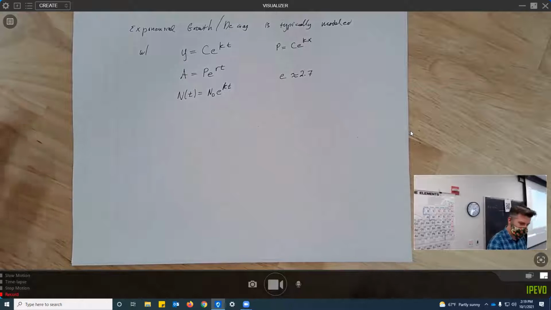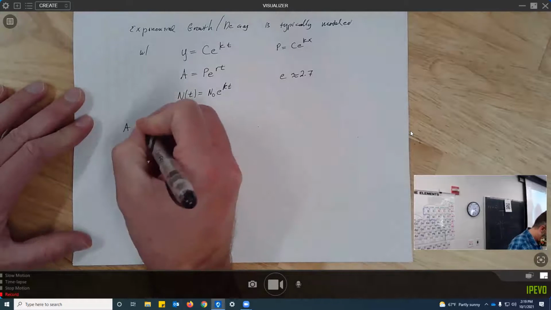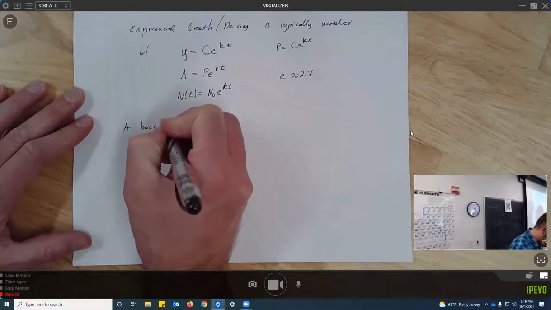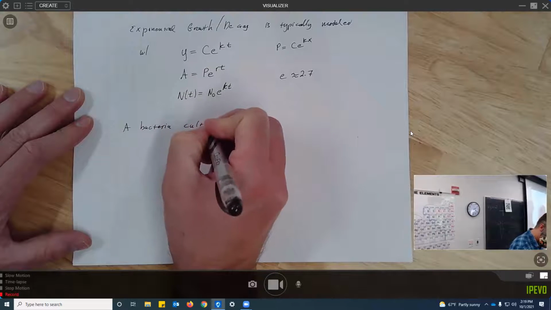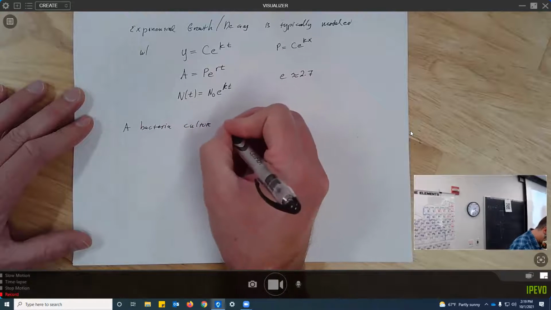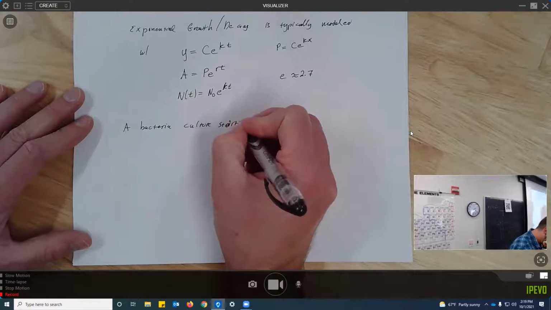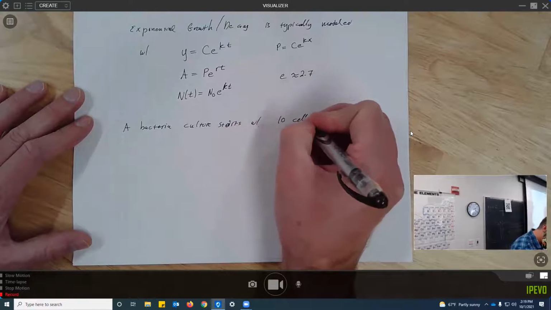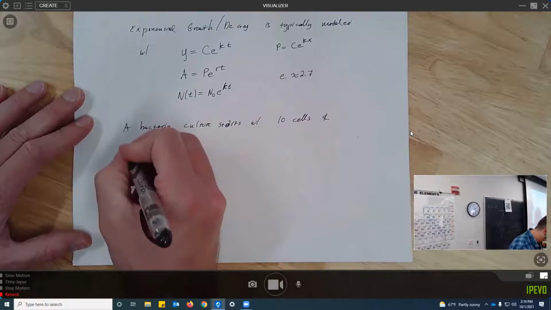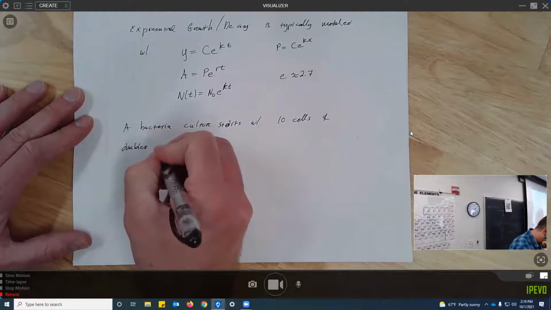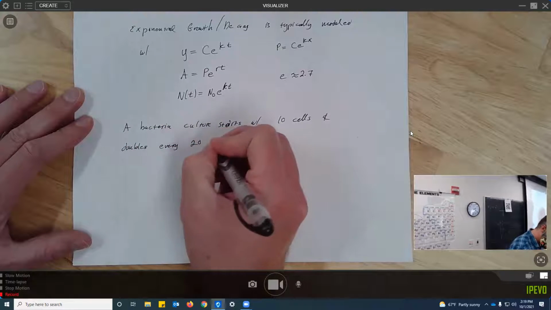But let's look at this example. A bacteria culture starts with 10 cells and doubles every 20 minutes.